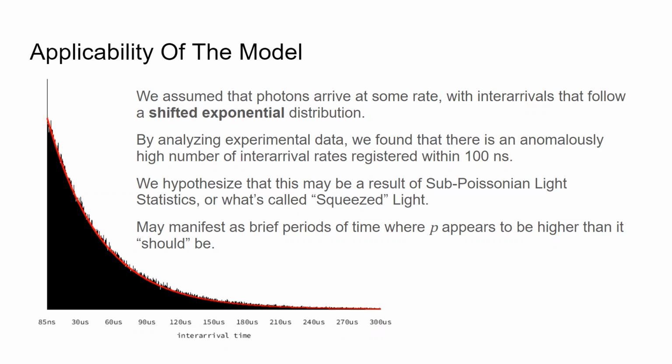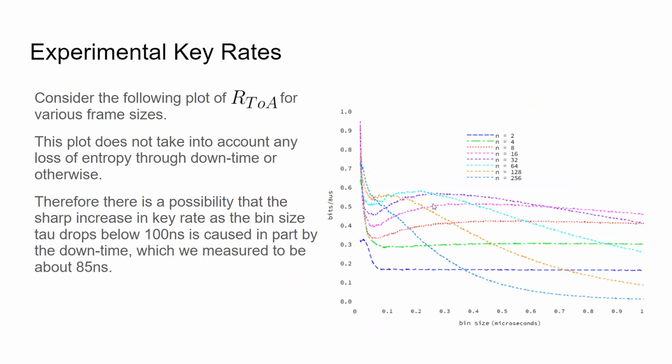It was high enough that if you try to do an ML fit for an exponential, including those values, it would skew the parameter really heavily. For an exponential, the average waiting time should be the same as the standard deviation, but it wasn't. We hypothesized that this anomaly might be a result of sub-Poissonian light statistics, or what's called squeezed light, but I don't know much about that, so I can't conclude anything about that. So there's that. We have some experimental key rates.